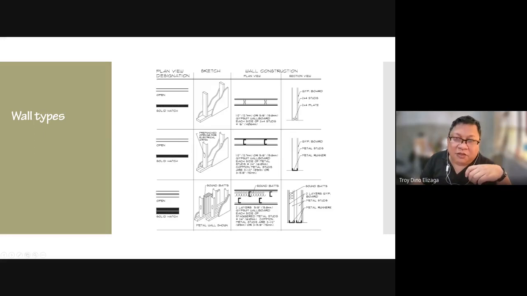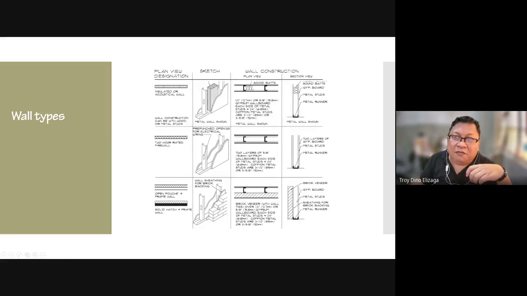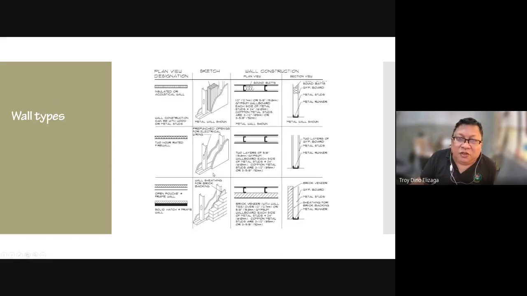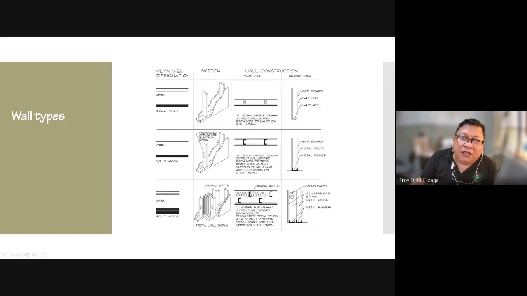This is almost the same. Since we only have two types in the Philippines, we either have the frame or we have the masonry, so we'll focus on those. Let's not bother ourselves with this. This is just to show you that in the US and in other parts of the world where the system is more varied, with more options, there are ways of indicating them in the plan.